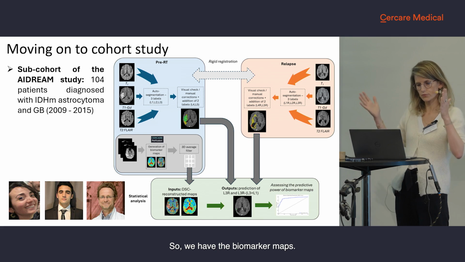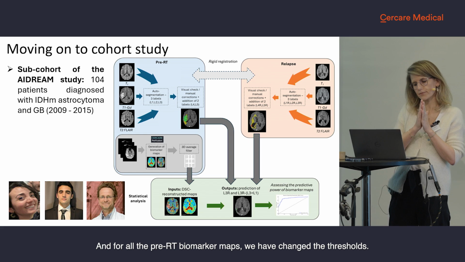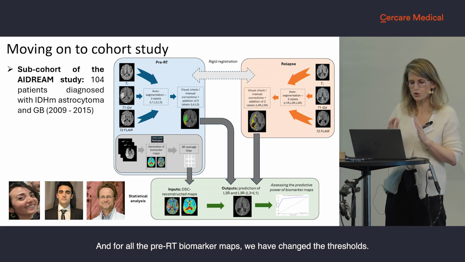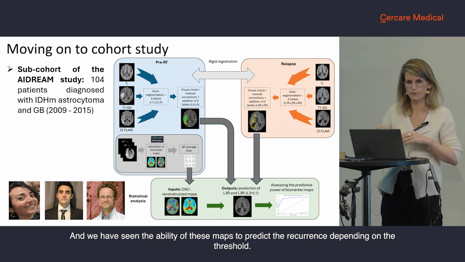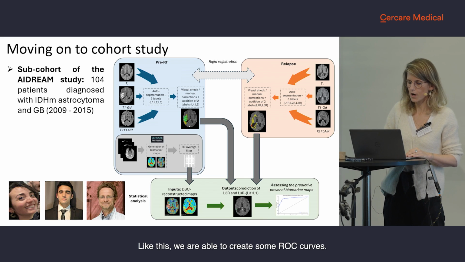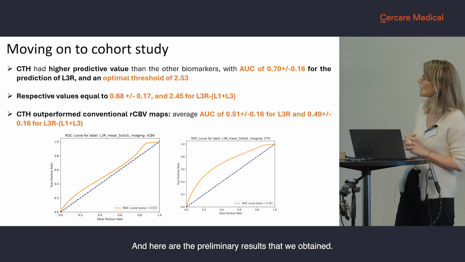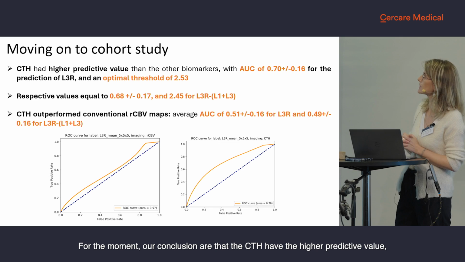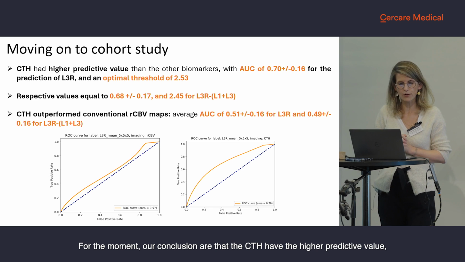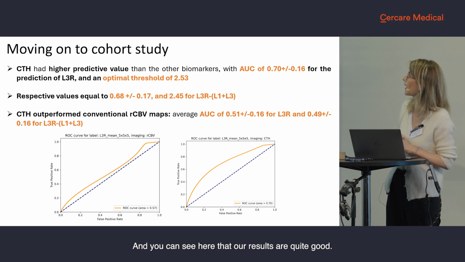We have the biomarker maps, and for all the pre-RT biomarker maps, we have changed the threshold, and we have seen the ability of these maps to predict the recurrence depending on the threshold. Like this, we are able to create some ROC curves. And here are the preliminary results that we obtained. For the moment, our conclusions are that the CTH has the highest predictive value compared to the other biomarkers. And you can see here that our results are quite good.